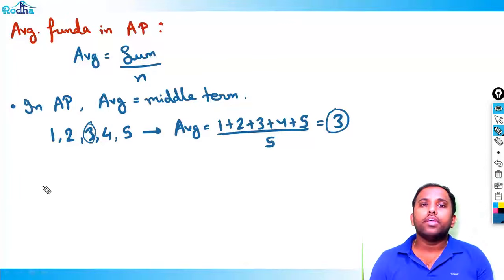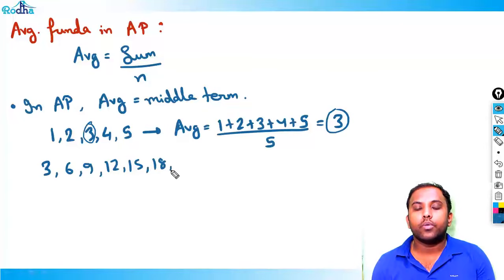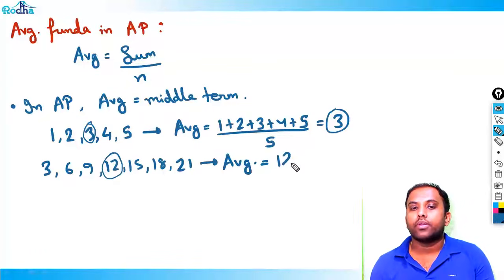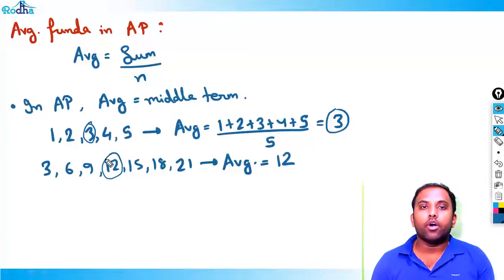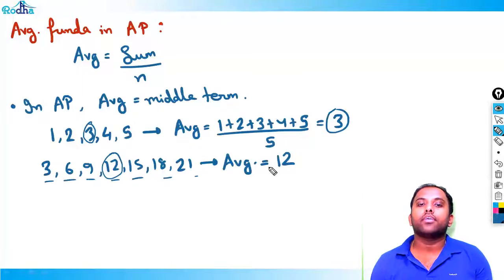Be it in any series. Suppose I write a series like 3, 6, 9, 12, 15, 18, 21. What is the average of the series? If you add it up, you will get the average as 12 only. That is the middle term. You add all the numbers and divide by how many terms are here. You divide by 7 terms. Divide by 7, you will get the average as 12.